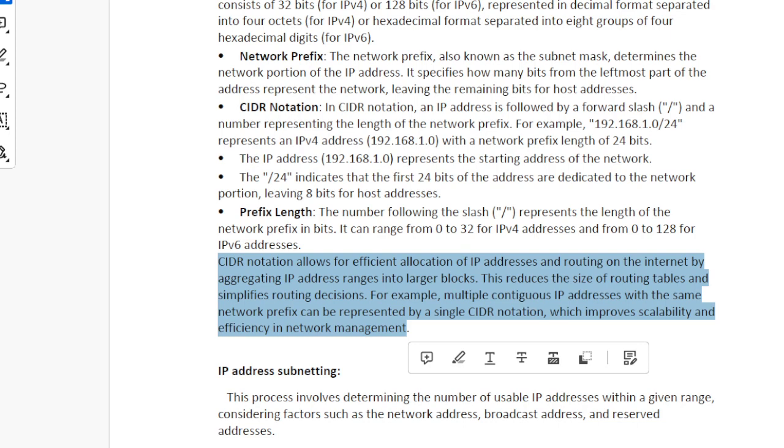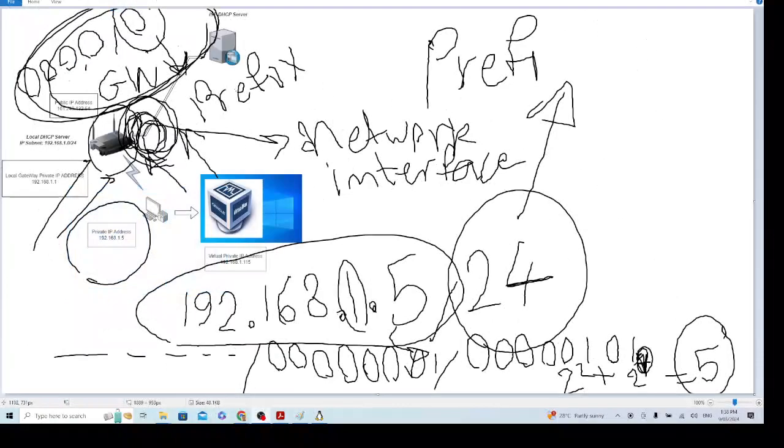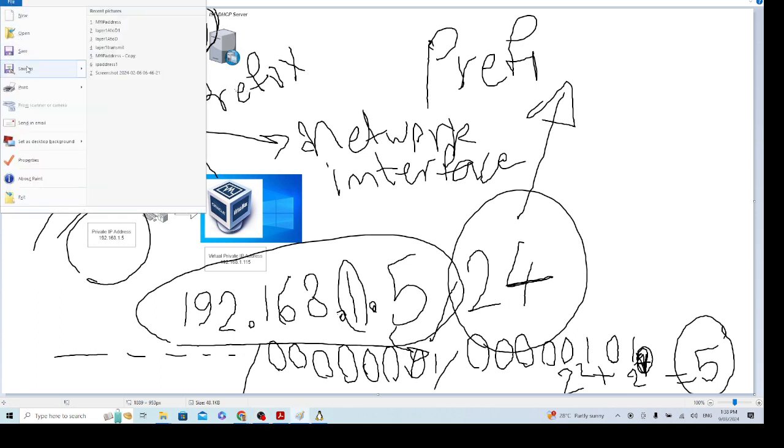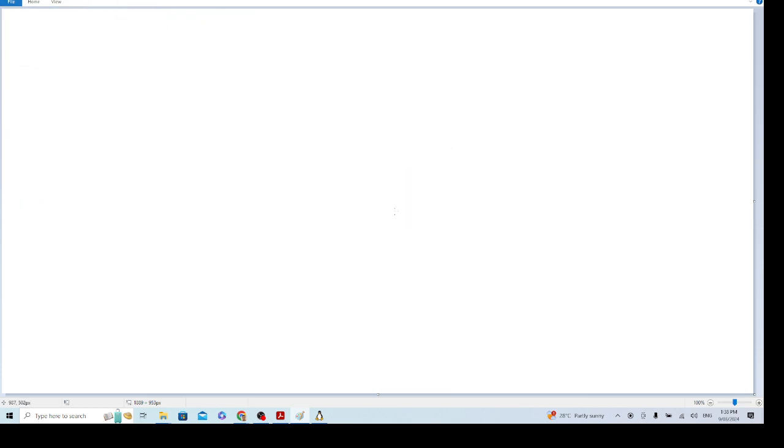Okay, what does that mean? Let me open up another new picture. Once it says contiguous IP addressing, you have to know the meaning of contiguous. But for me, all I can say is you just need to know that IP addresses should never overlap each other.